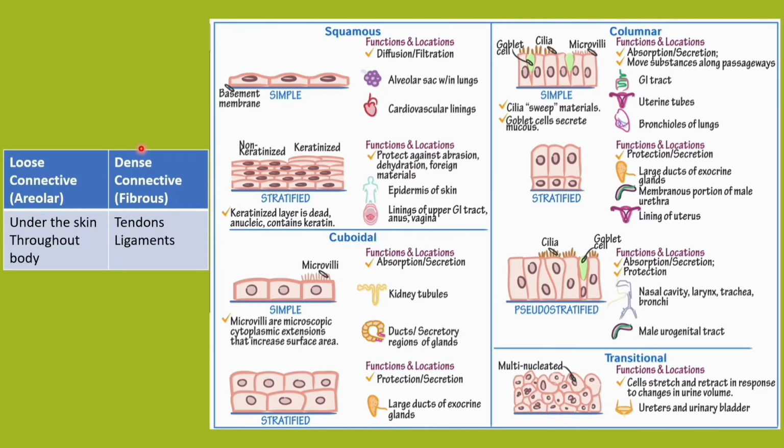So if we consider loose connective tissue, it is also known as areolar tissue. It is found under the skin and throughout the body. So here they have given tendons, that is wrong. In tendons and ligaments, we find dense connective tissue, also known as fibrous tissue. So the first answer is wrong.